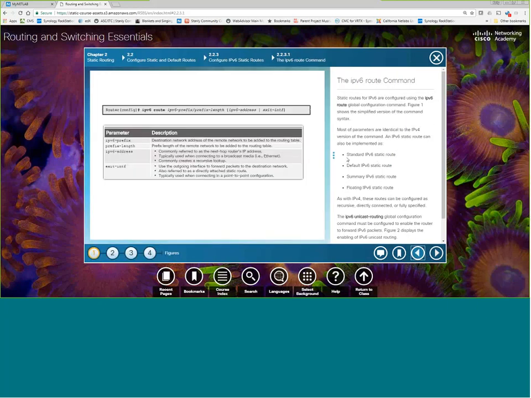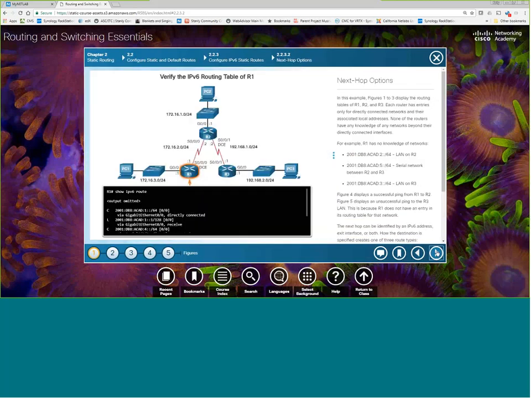And by the way, look at this. You got the same thing. You got default routes, standard routes, summary routes, and floating routes. No difference inside of IPv6. Show IPv6 route. Don't forget that. And you'd be amazed the number of times I'll add static IPv6 routes and go, man, I must have forgot to do it. And I'm putting in show IP route instead of show IPv6 route.